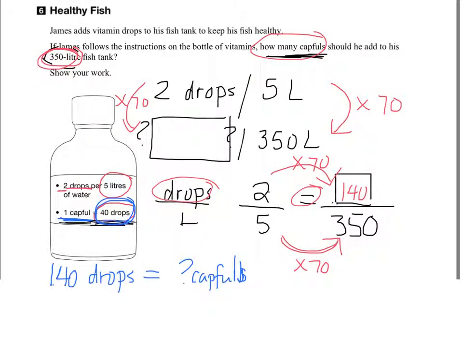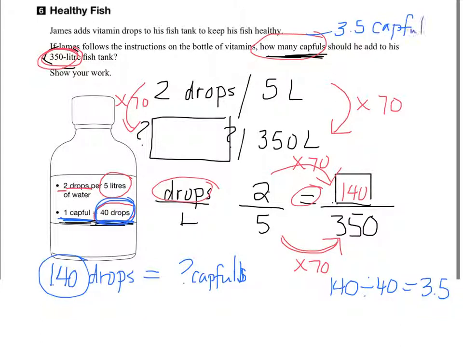1 capful is 40 drops. Well, we want to know how many capfuls is 140 drops. So how many times does 40 go into 140? 140 divided by 40 is 3.5. So how many capfuls should he add to his 350-liter fish tank? 3.5. Yeah, 3.5 capfuls. Okay?